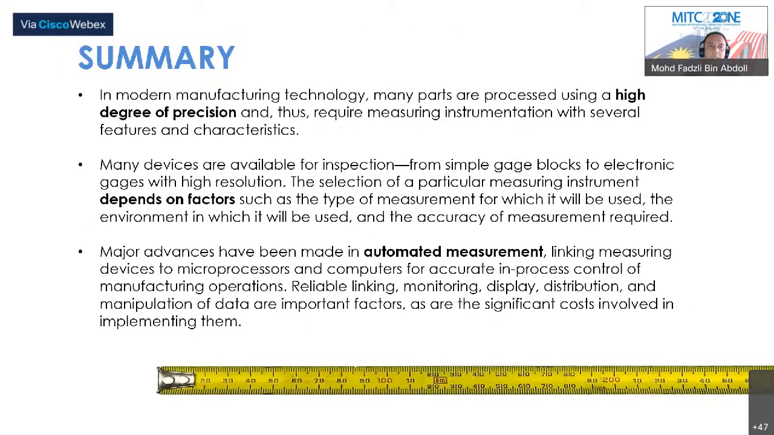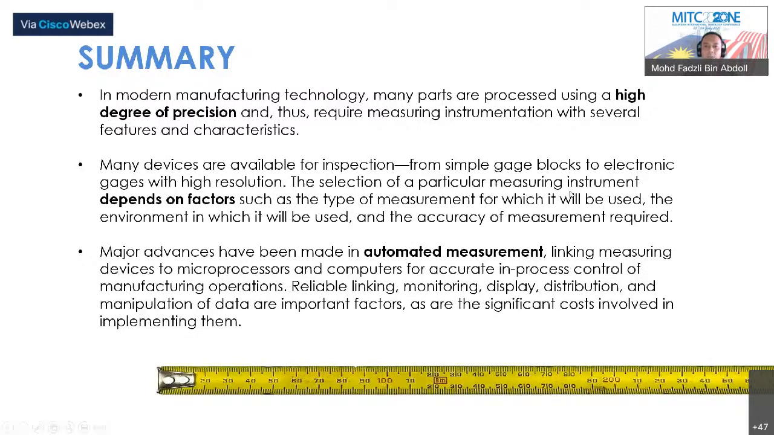Okay, in summary, in modern manufacturing process technology, many parts are processed using a high degree of precision and thus require measuring instrumentation with some features and characteristics. And then many devices are available for inspection, from simple gauge block to electronic gauge with high resolution. Yang tadi kita tengok kebanyakannya semua adalah yang standard, yang traditional punya gauge lah.